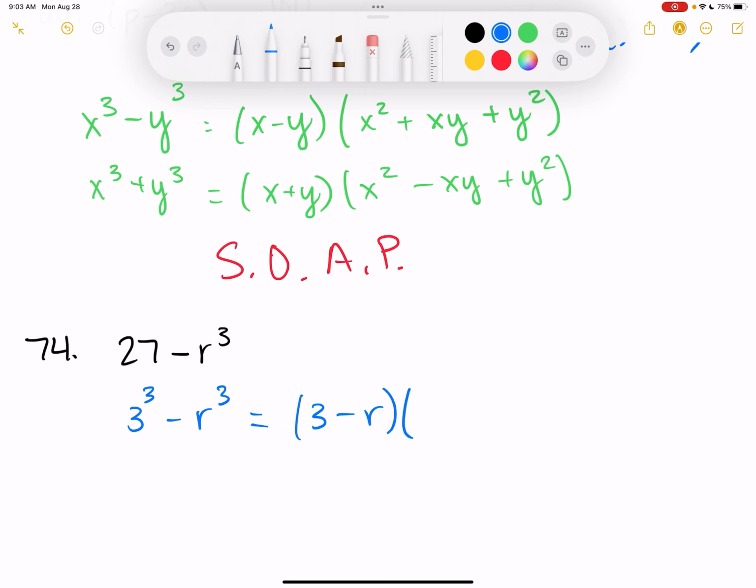Then the other parentheses. If you want to write it as 3 squared and then rewrite it as you go, that's fine. When it's a number, I usually just go ahead and square the number. So 3 squared is 9, so I'm going to put 9 here. Opposite sign, so it's going to be plus, and then it's these terms multiplied together, so 3 times r is just going to be 3r. And lastly, always positive, in this case is going to be r squared. And then you're done.